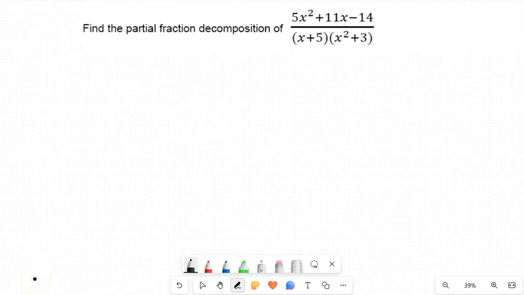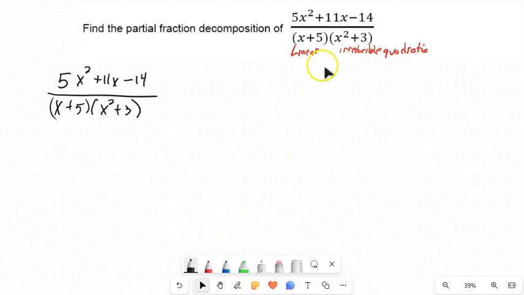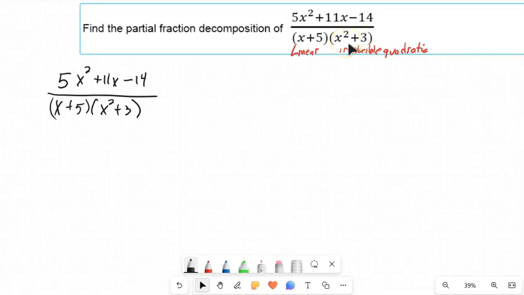Take a look at finding a partial fraction decomposition. So on this problem, we have a linear denominator factor and an irreducible quadratic. What we need to do is make an educated guess on what type of partial fraction this is going to break up into. An irreducible quadratic is a quadratic function or expression that you cannot factor.